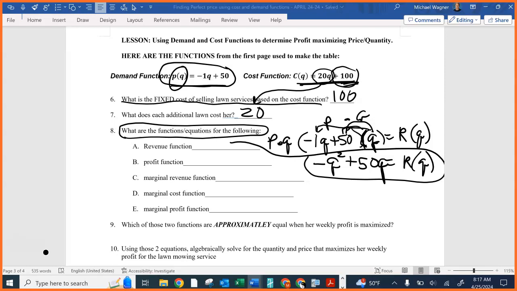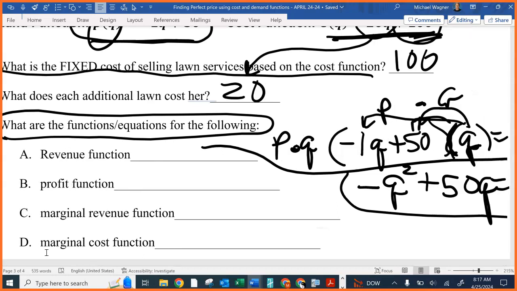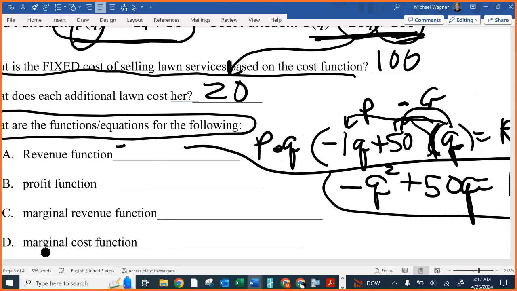So maybe I'll write it back up here. I'm going to make this bigger. So it's going to be -Q squared plus 50Q, and I should put revenue as a function of Q equals. Hope you guys can read that. I'm going to write it in red up here just so you can see it. Revenue as a function of quantity equals -Q squared plus 50Q.